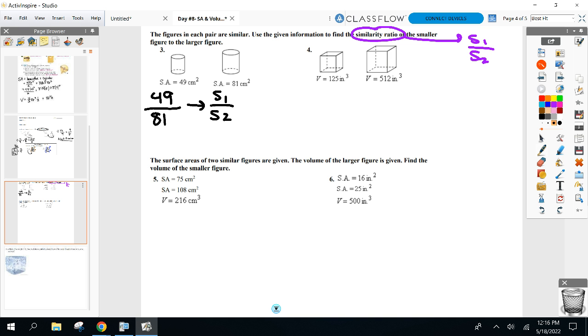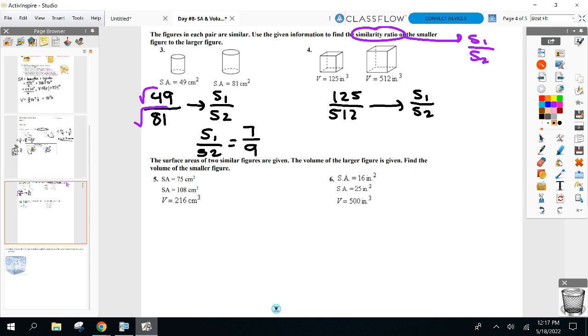Square root both sides. Yes, square root both sides. So my similarity ratio here would be 7 over 9. Now let me give you the volume. 125 over 512. I don't want to take the square root here because that wouldn't do me any good. And I don't want to cube them either. What do I want to do to the volumes to get to the similarity ratio?